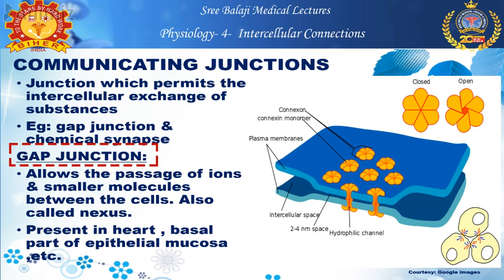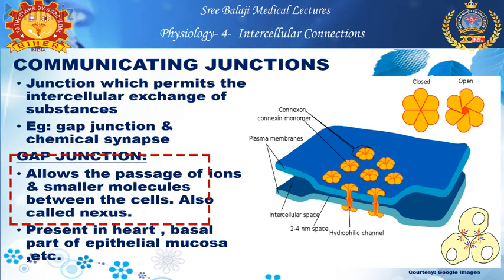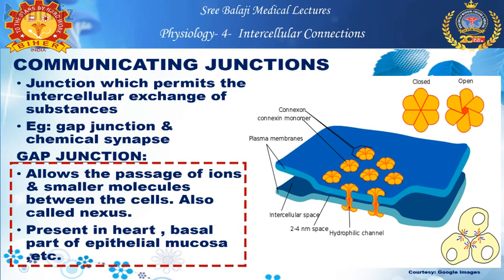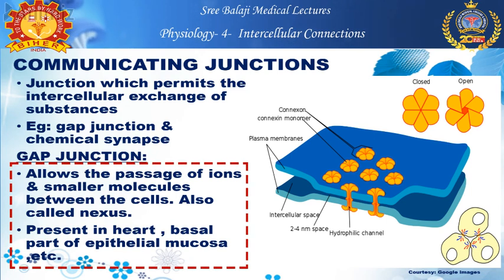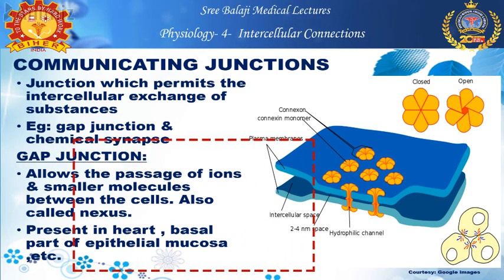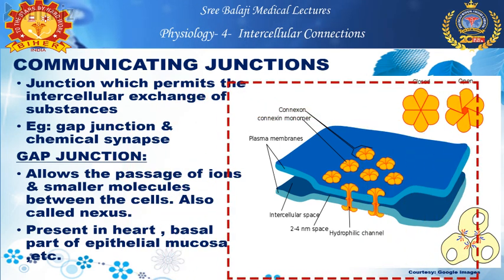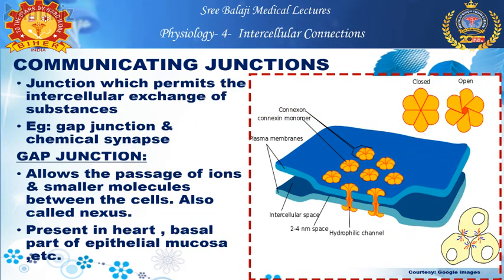What is gap junction? It is an intercellular junction that allows the passage of ions and smaller molecules between the cells, also called nexus. It is present in the heart and the basal part of the epithelial cells of the intestinal mucosa. These are some of the examples where the gap junction is present. Next we'll see the structure of gap junction. First, membranes of the two adjacent cells lie very closely to each other and the intercellular space is reduced.